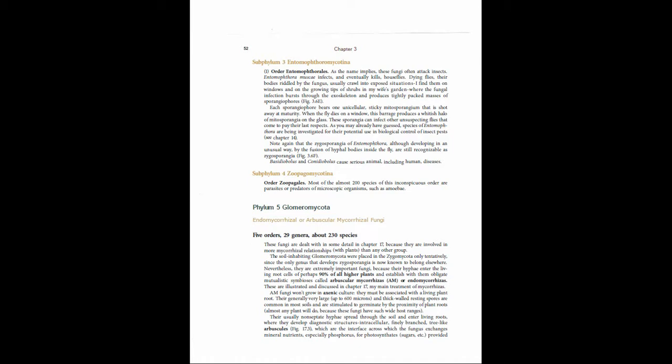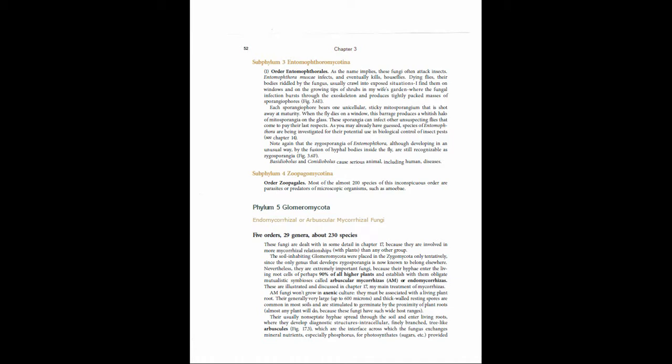As you may already have guessed, species of Entomophthora are being investigated for their potential use in biological control of insect pests, see Chapter 14. Note again that the zygosporangia of Entomophthora, although developing in an unusual way, by the fusion of hyphal bodies inside the fly, are still recognizable as zygosporangia, Fig 3.6f. Basidiobolus and Conidiobolus cause serious animal, including human, diseases. Subphylum 4 Zoopagomycotina. Order Zoopagales. Most of the almost 200 species of this inconspicuous order are parasites or predators of microscopic organisms, such as amoebae.